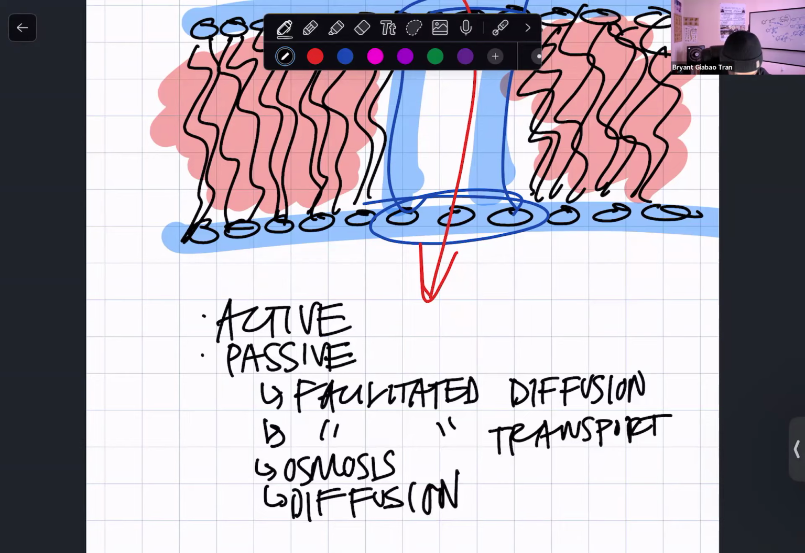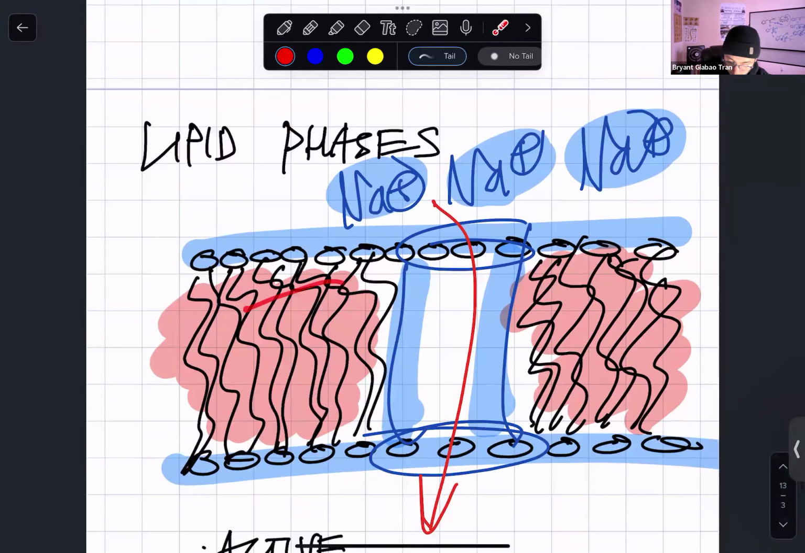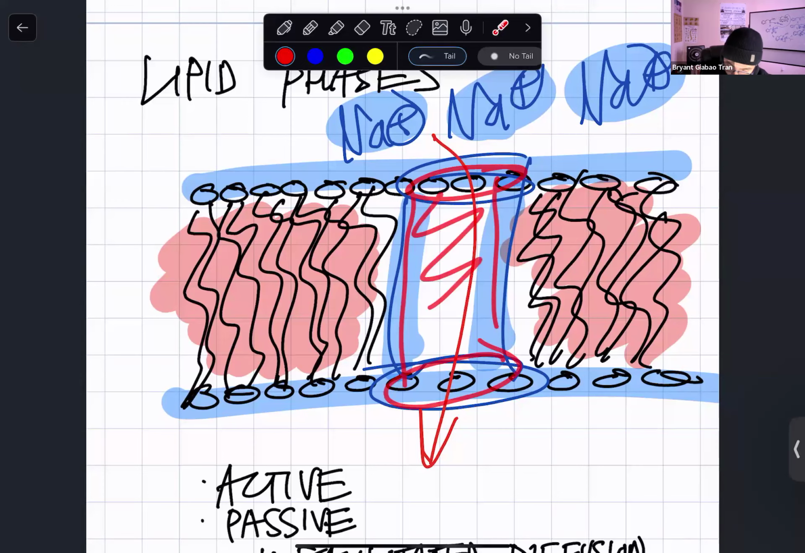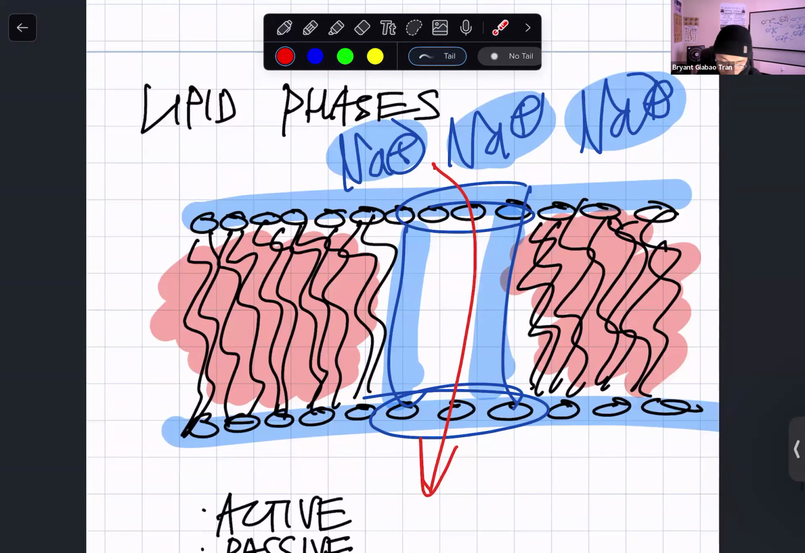If some hydrophilic polar molecule or ion wants to pass through the hydrophobic inner region of a lipid bilayer, it has to pass through a membrane where its inner region is hydrophilic, right? Allowing for the passage of hydrophilic or ionic species through the membrane, the lipid bilayer, to pass through this hydrophobic region here.